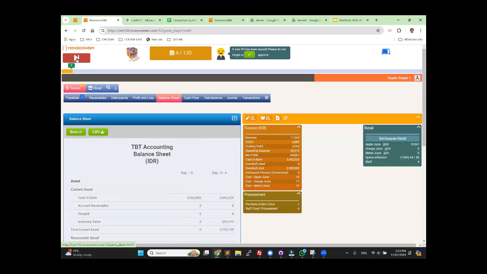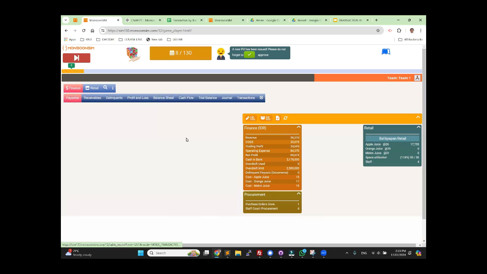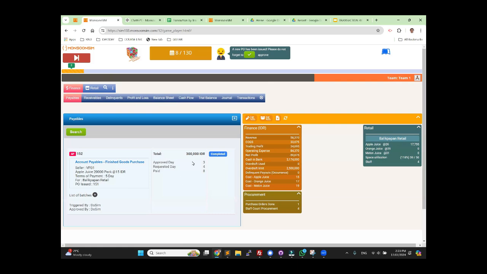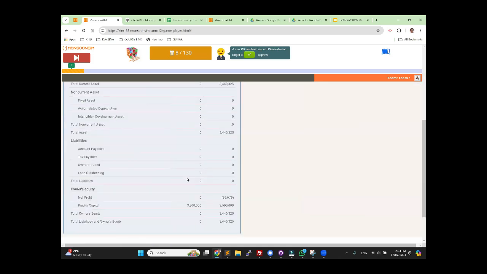So let's go, day by day, 5 days, 1 day, 2 days, 3 days, 4 days. Let's take a look at the payables. It's already paid off. Okay. So on day 8, you pay this off. What happened to your balance sheet? Balance sheet, you can take a look at it. There's no longer any account payables.